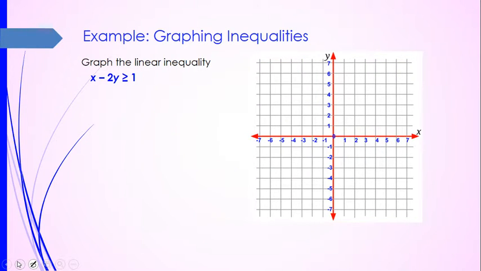So that's another way to check if your shading is correct. Try a point. Make sure it gives you a true statement. If it does, then you shade it in the right spot. If it doesn't, then you need to shade the other side. All right, so let's do another one.